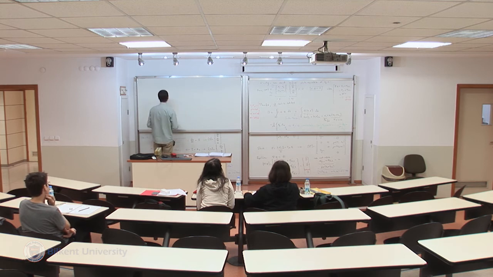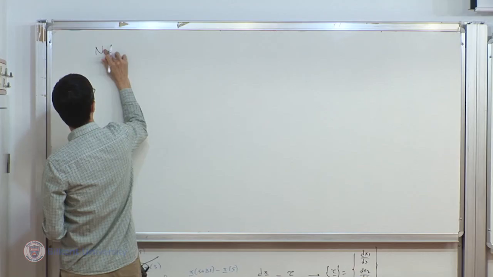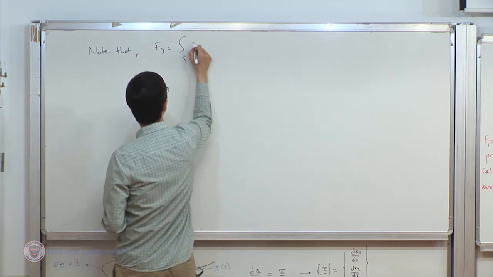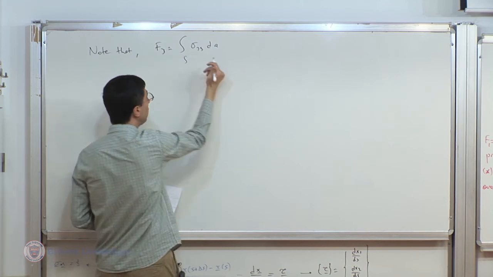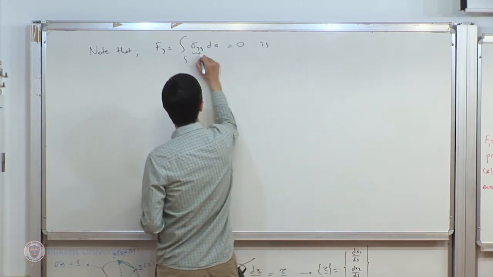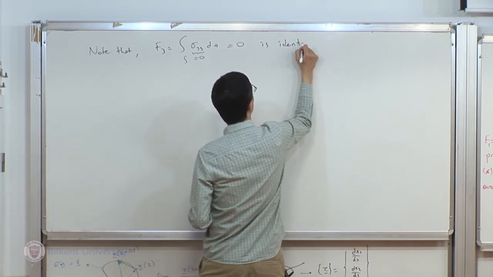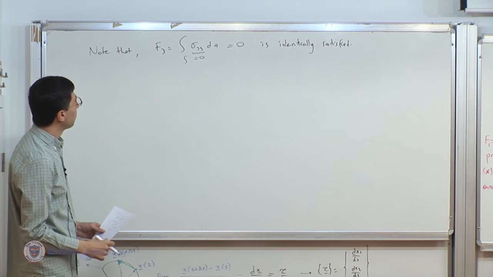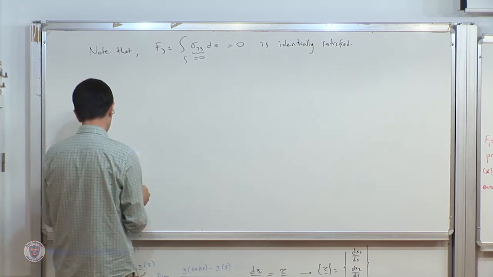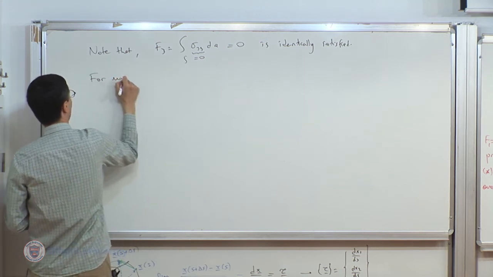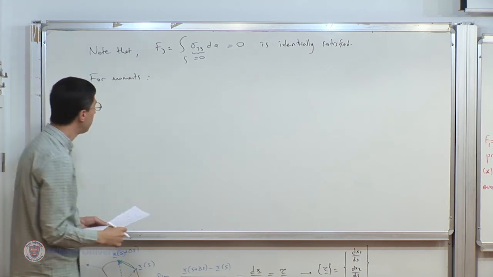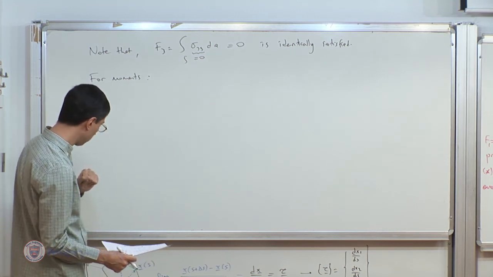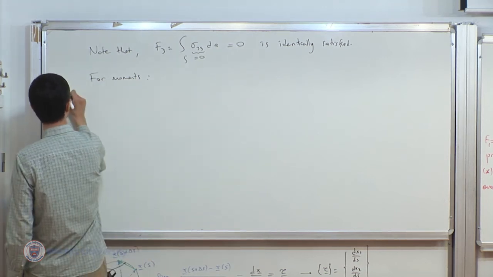All right. So how about F3? Well, F3 is simply the integral over the domain of sigma 3,3, but sigma 3,3 is already 0, so it's identically satisfied. Okay, that's easy. And now we move on to the moments. And we have 3 moments. Unfortunately, I just erased the diagram.